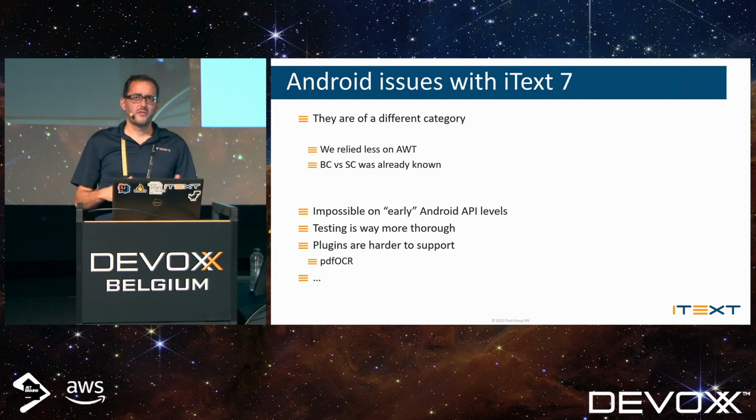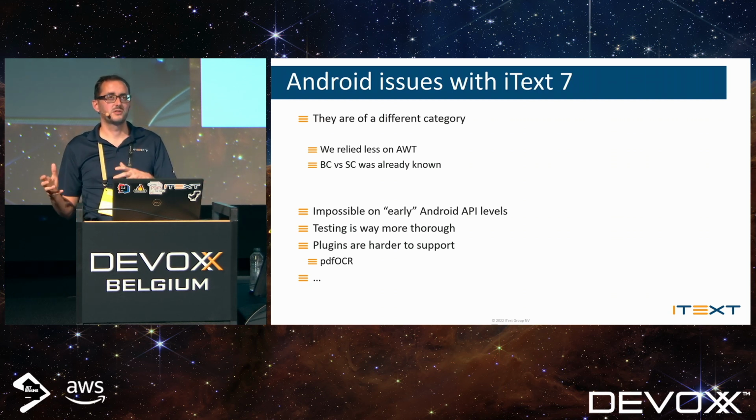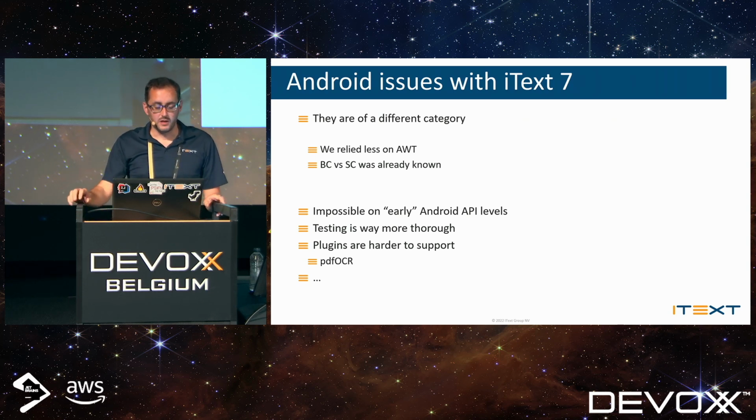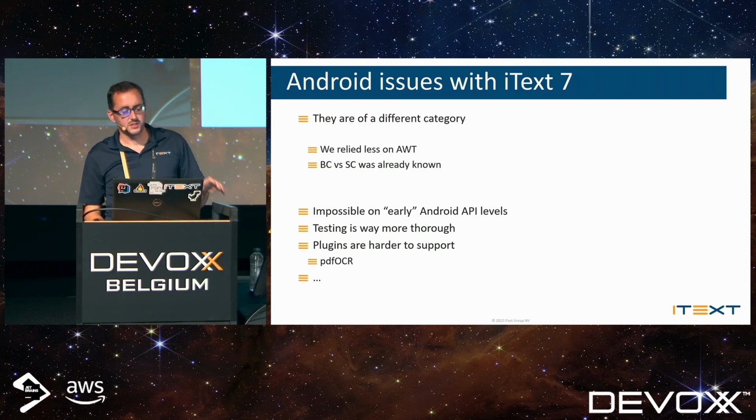So there's a few more things that we noticed. So first of all, iText 7 is impossible on early Android API levels. For those of you who don't know, Android works with API levels and certain versions are tied to certain API levels. I'll go a bit more deeply into why it was impossible, and initially it's a very silly reason actually.